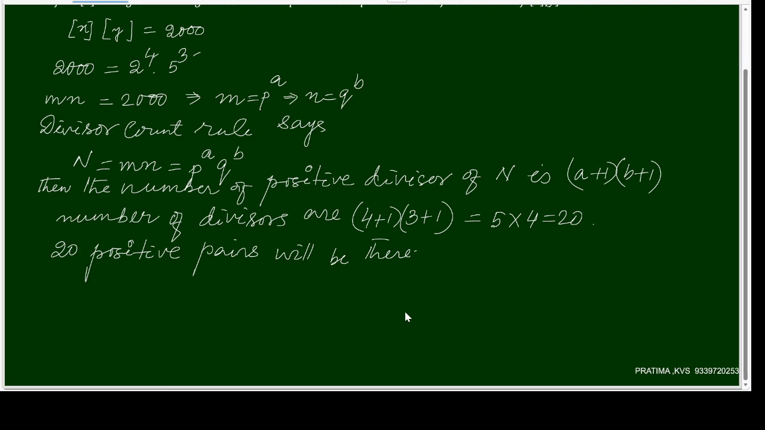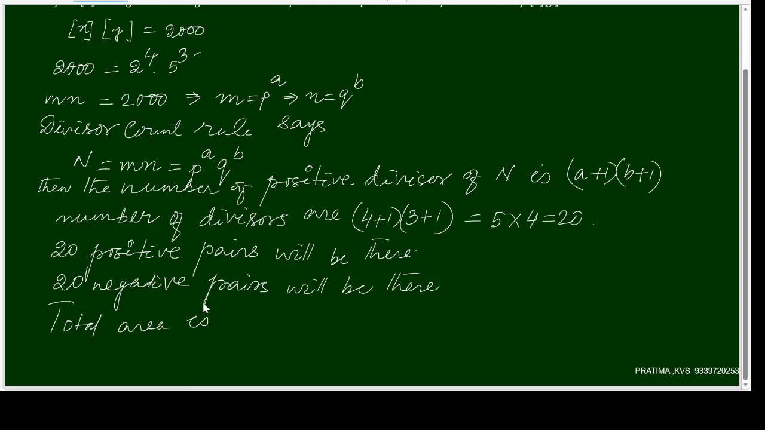Similarly, 20 negative pairs will be there. So the total area is 20 into 2, that is 20 plus 20, that will be 40 square units.